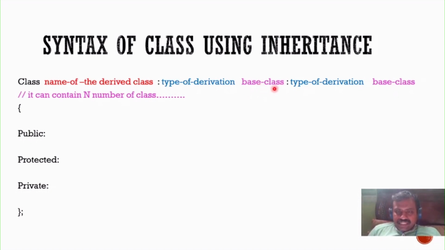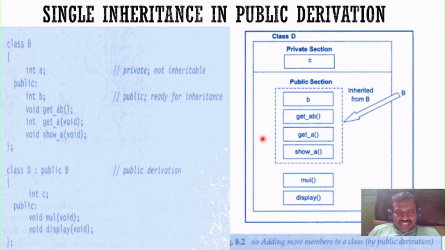Then the base class. Base class is the class whose already existing characteristics, features, or properties we are using. Followed by a comma, once again the type of derivation, public, private, or protected, and the base class. Here it can contain n number of classes. So if your class is deriving the properties from n number of classes, then it has to be continued like this. If it is having only one class, then it has to be enclosed there itself. Now enclosed within the public section, protected section, and private section, enclosed within a pair of curly braces and with a semicolon. That's it.